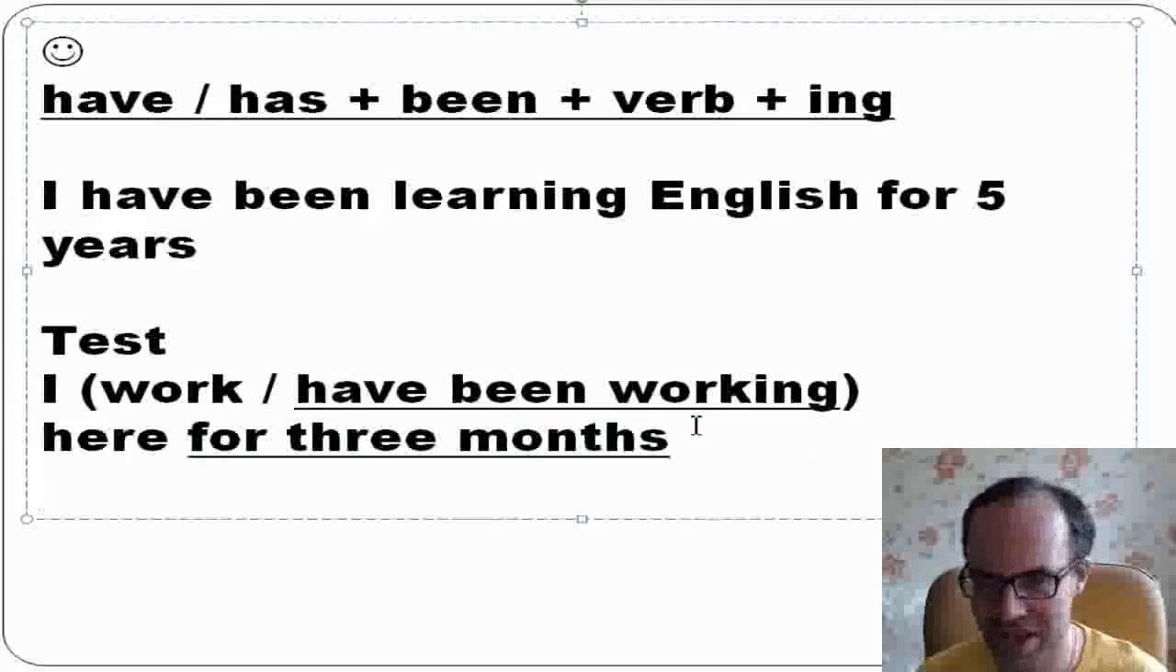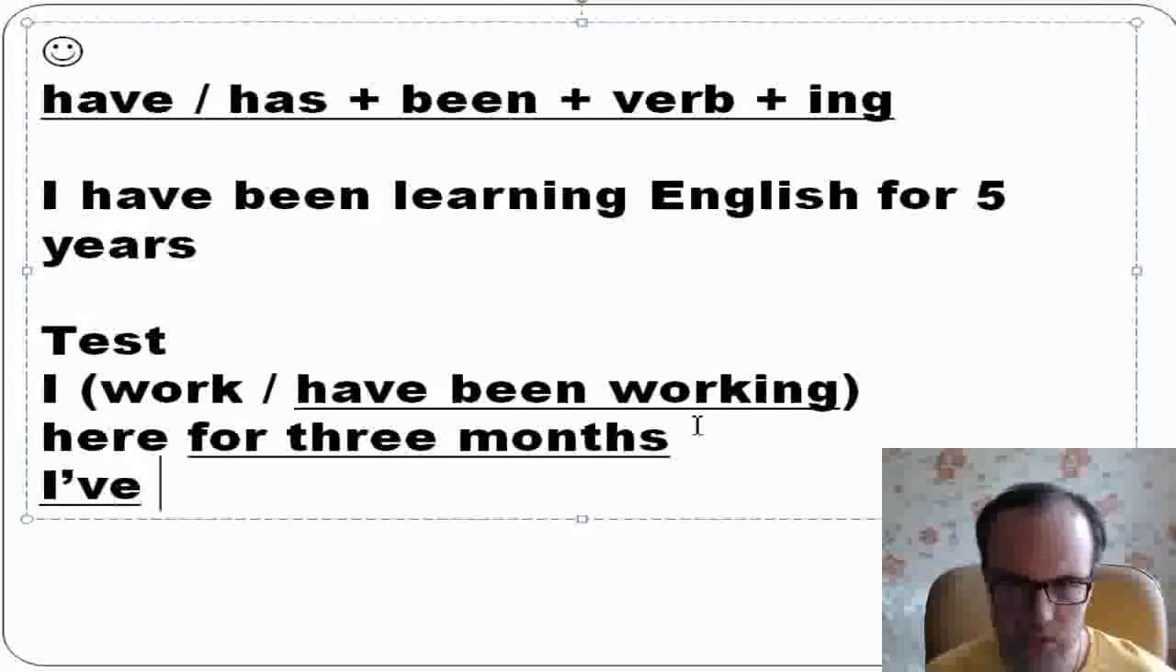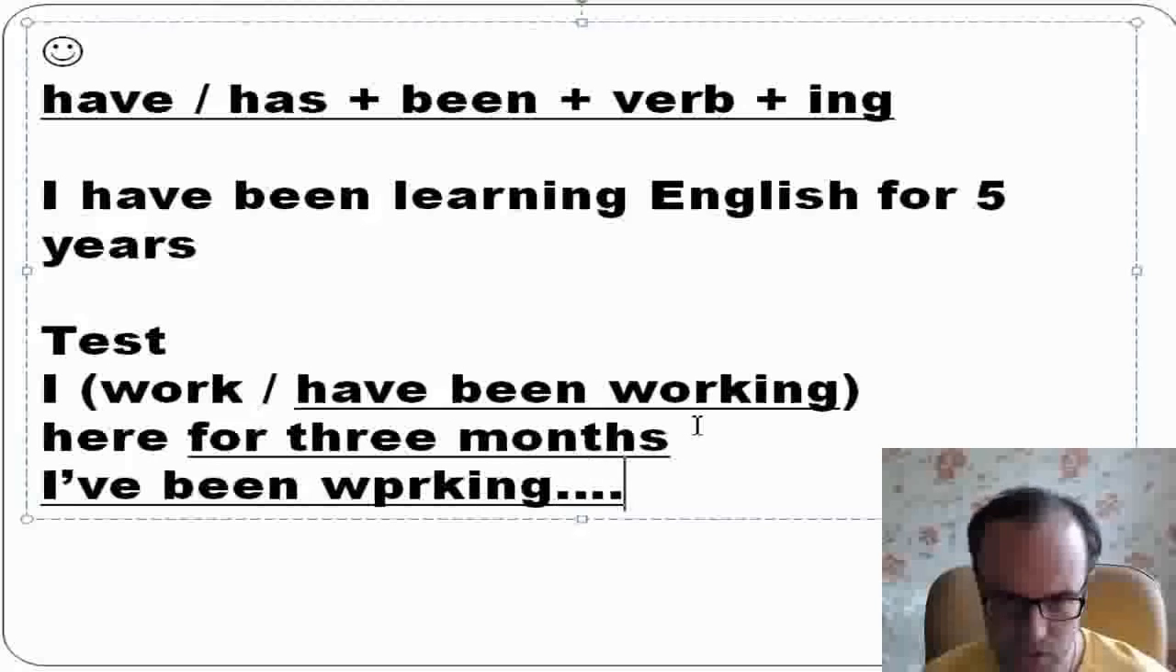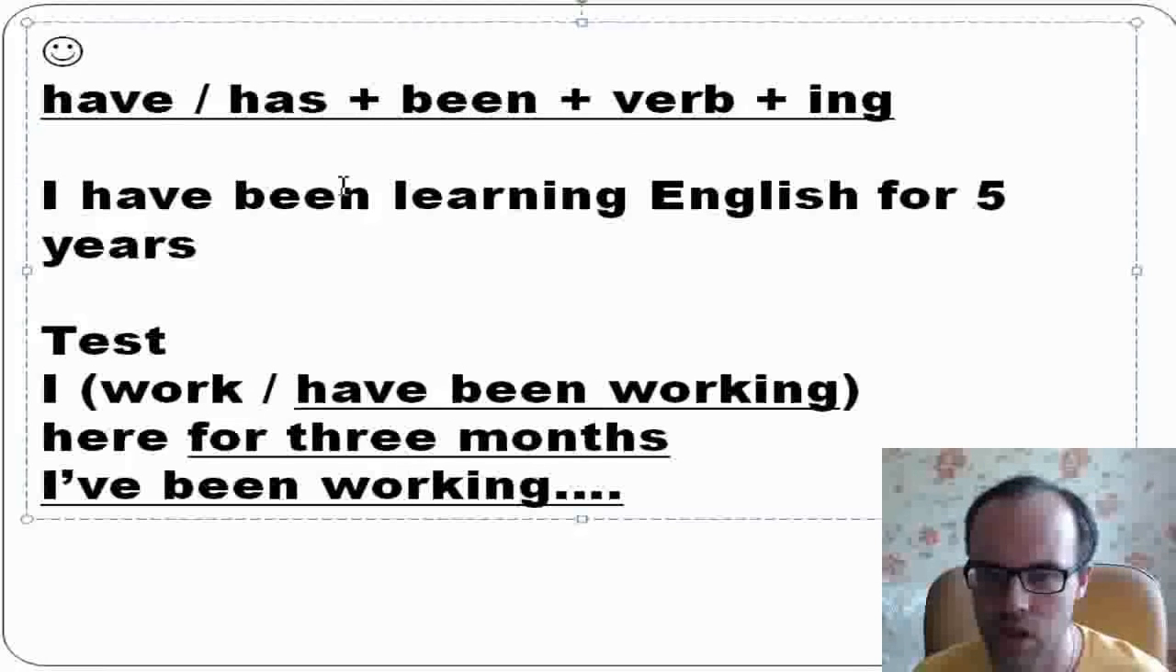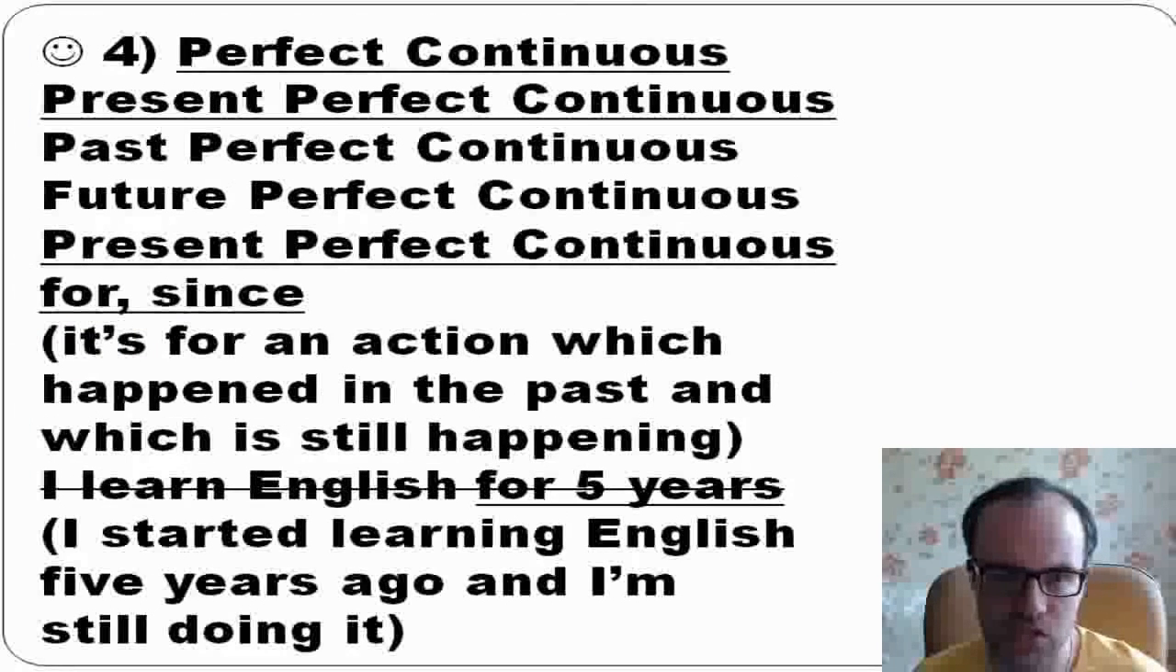Or yeah, it can be another way if we use a short form. You can also say I've been working. So you can use a short form. Yeah, I've been working here for 3 months, or a long form, a full form. So I have been working here for 3 months. And you know that we often use this tense in spoken English. So you see have, has, plus been, plus verb, plus ing. I have been learning English. I have been learning English for 5 years. Test. I work. I have been working. We say I have been working here for 3 months. I've been working here for 3 months. Yeah, good.